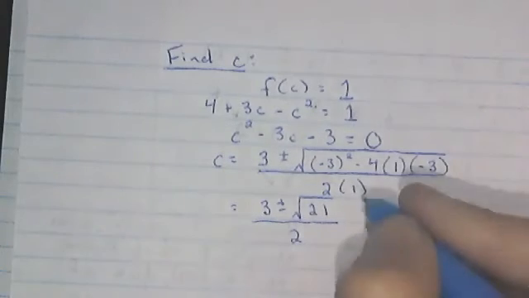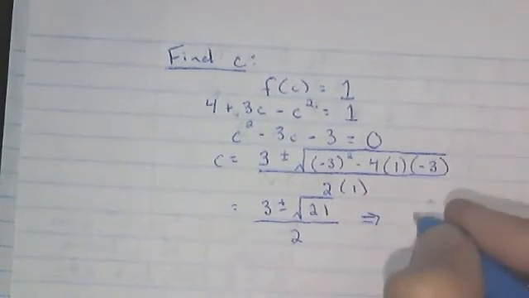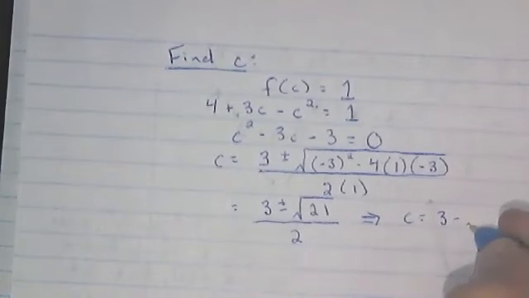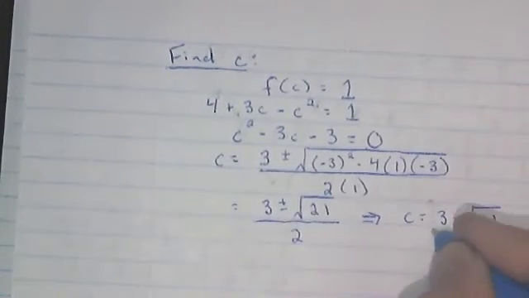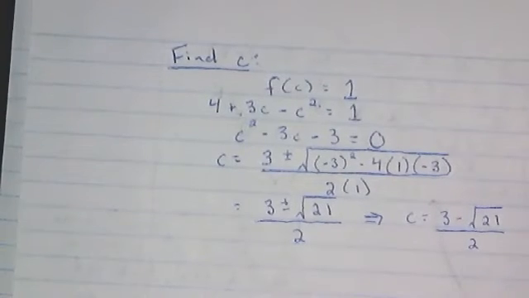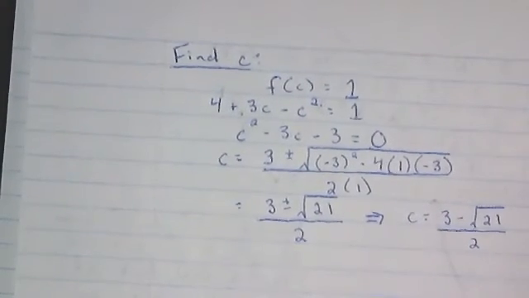There's two numbers here. We're claiming that C can either be 3 minus the square root of 21 divided by 2, or C can equal 3 plus the square root of 21 divided by 2.